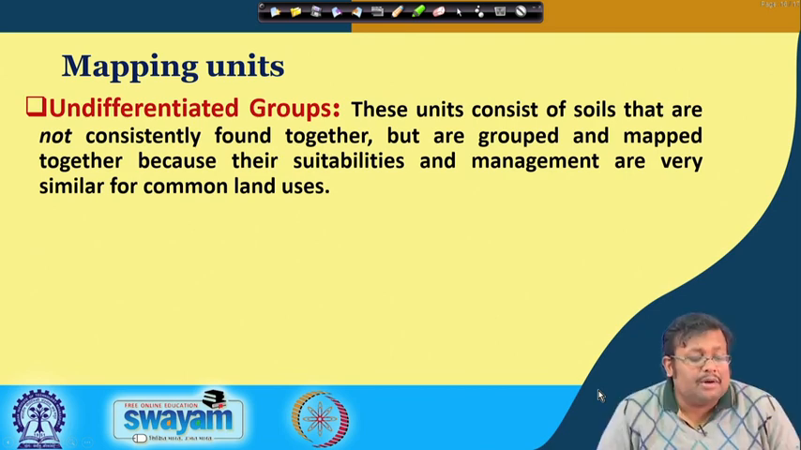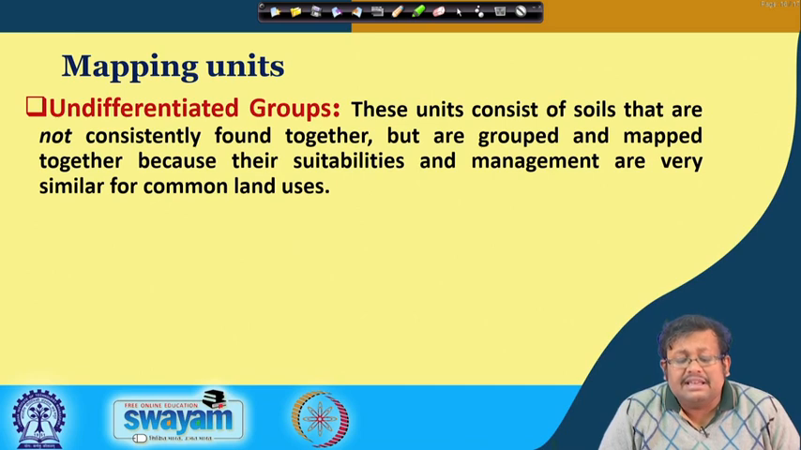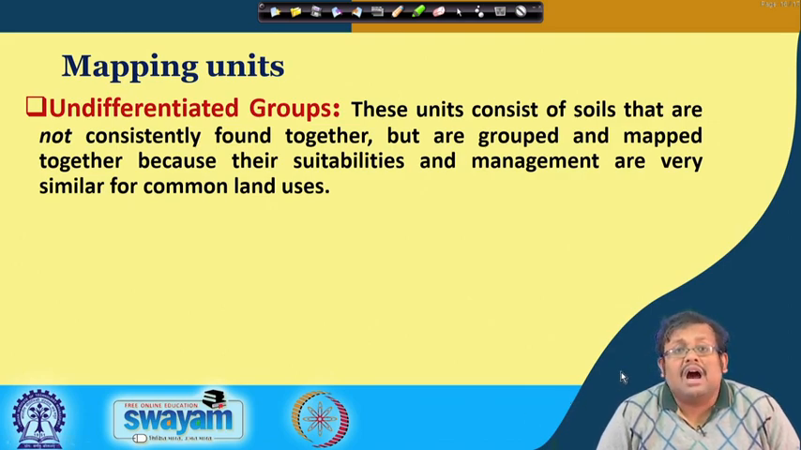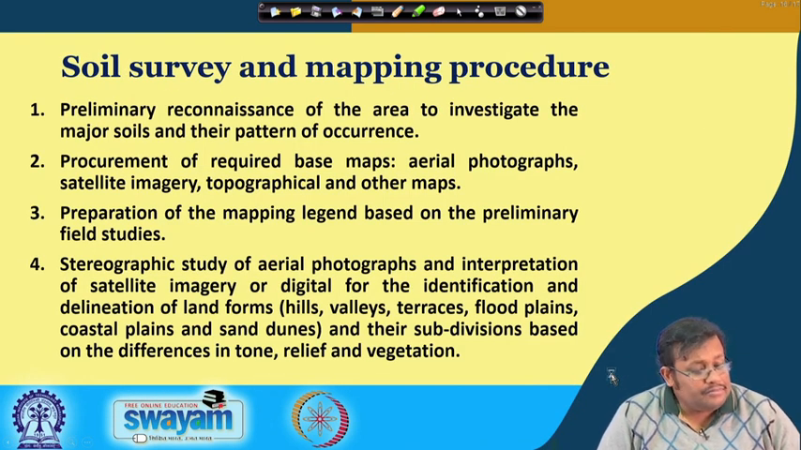Another important point is the undifferentiated group. Undifferentiated groups are units which consist of soils that are not consistently found together. But they are grouped and mapped together because their suitabilities and management are very similar in common land areas. So, these are called undifferentiated groups.